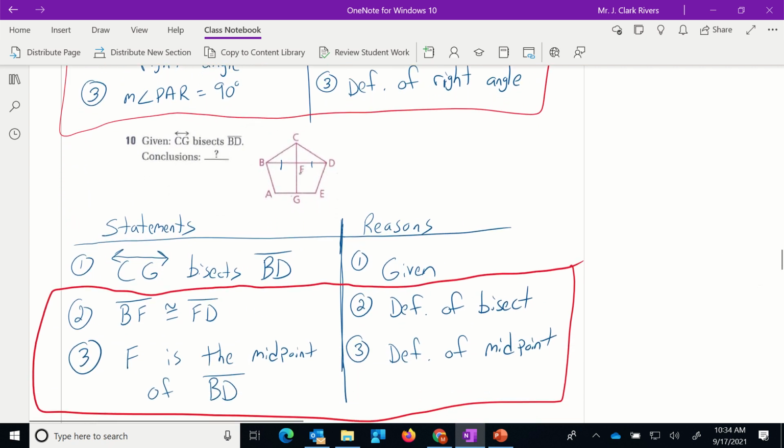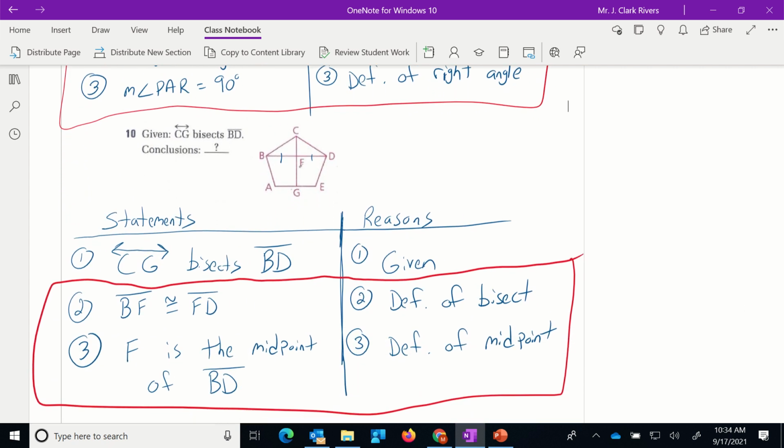Number 10. Given that CG, let's find CG. CG is this vertical segment here. They call it a line, but as presented, it's a segment.